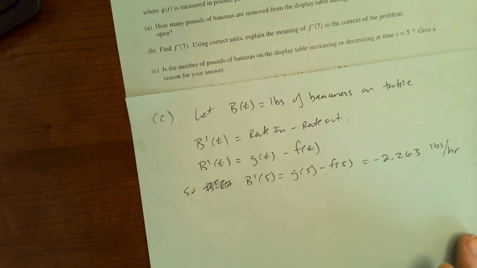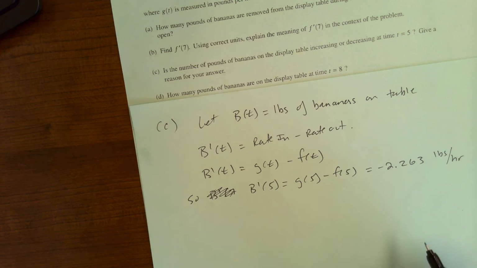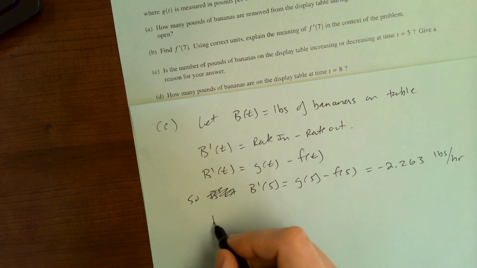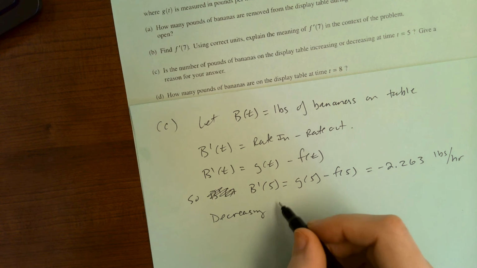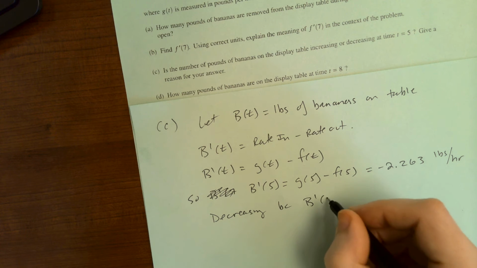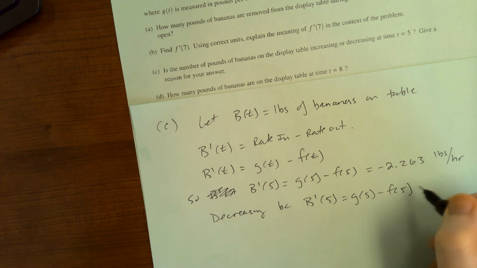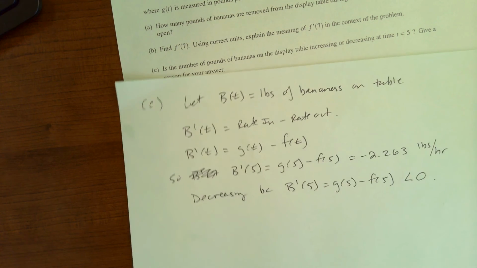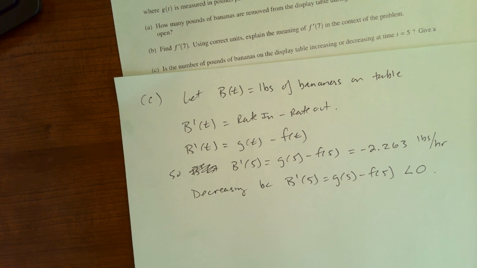Okay, now I have to say if B of 5 is increasing or decreasing at this time. So I'll say decreasing because B prime of 5, which is equal to G of 5 minus F of 5, is less than 0. Okay, so that is part C.